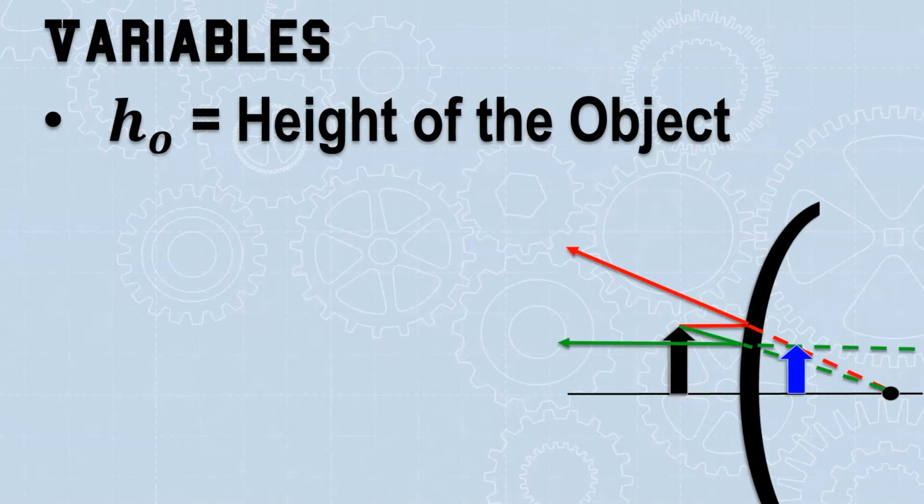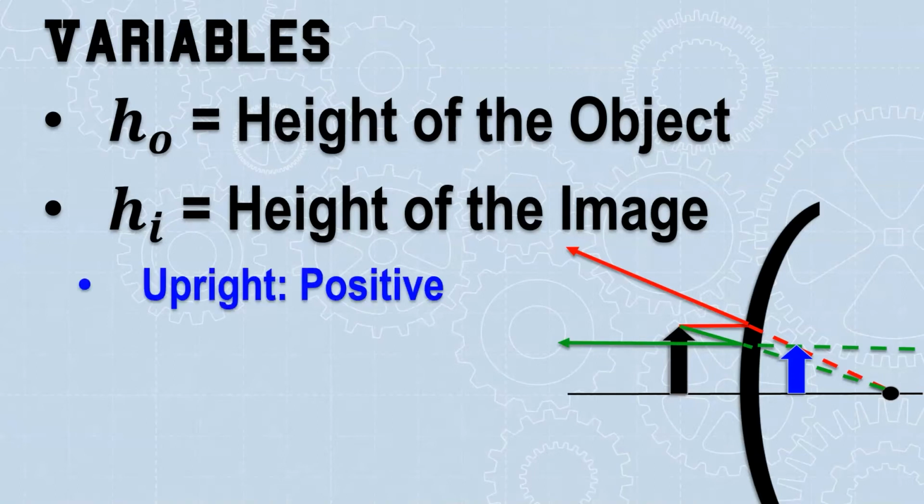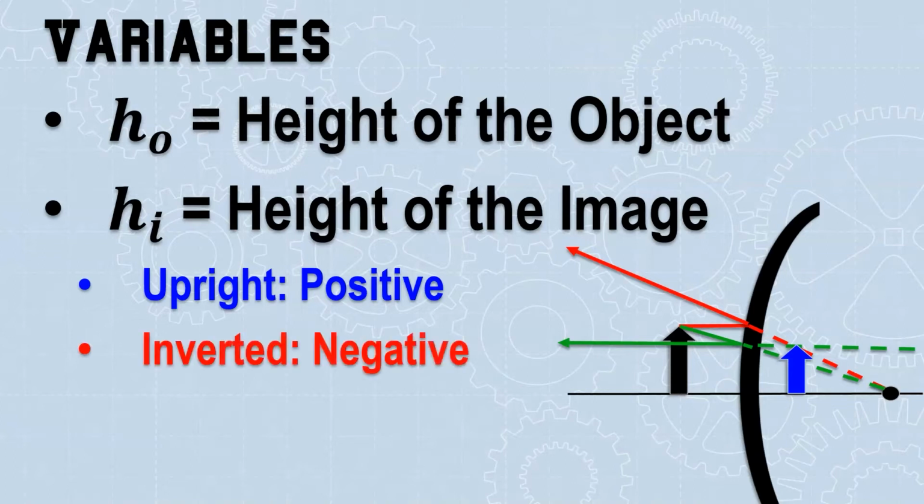We can also look at the variables of height. H sub o is the height of the object. This is how tall that initial arrow, where the light is starting from, is. Relative to that, we have the height of the image, which is how tall that blue arrow is on the opposite side, in this case because it's virtual. Now the height of the image tells us something. If it's upright, it's a positive h sub i, which makes sense. It's on top. If it's inverted, we're looking at a negative h sub i.